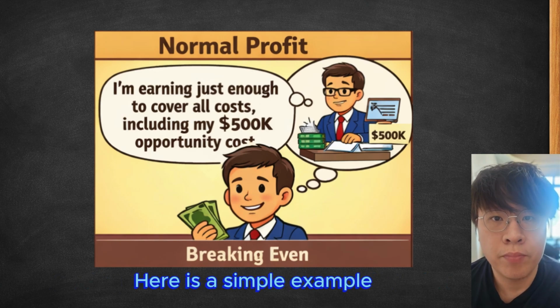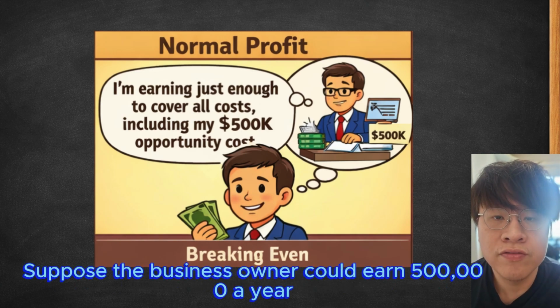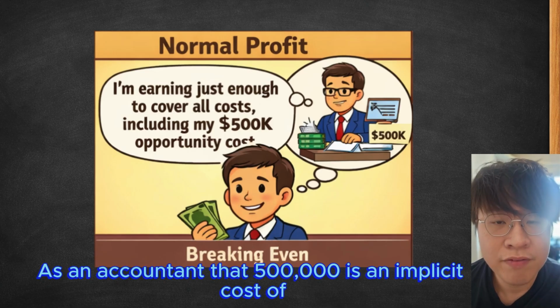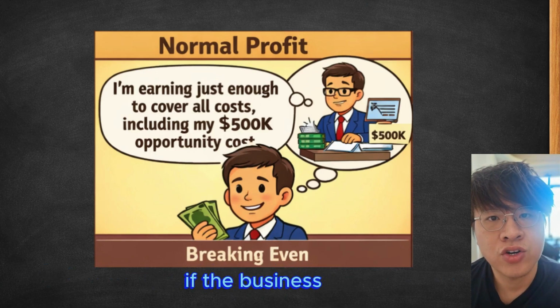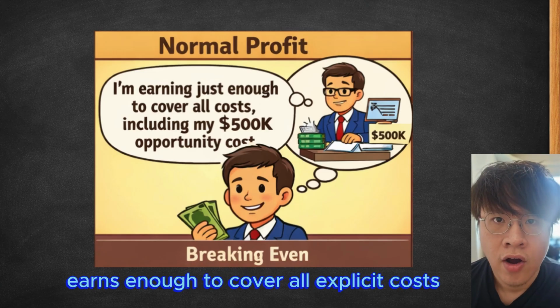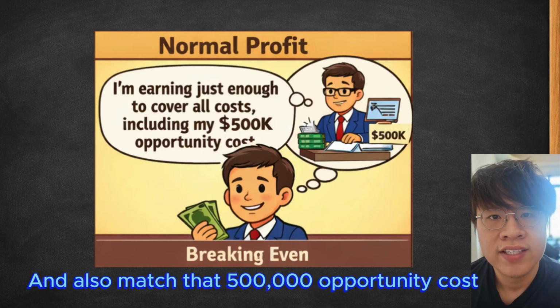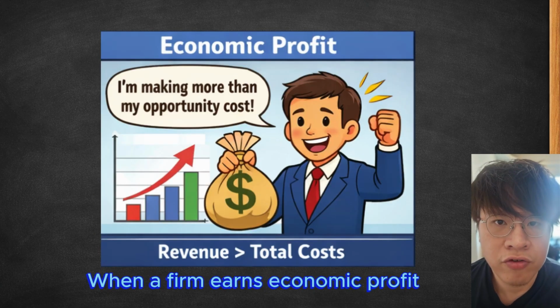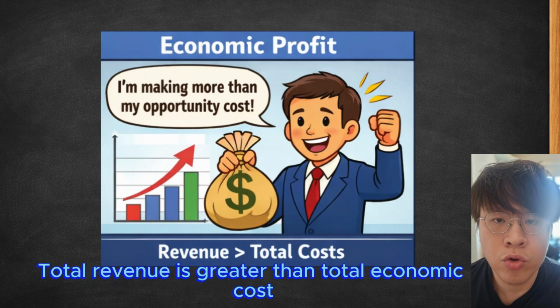Here is a simple example. Suppose the business owner could earn $500,000 a year working elsewhere, for example, as an accountant. That $500,000 is an implicit cost of running the business. So if the business earns enough to cover all explicit costs and also match that $500,000 opportunity cost, the firm is earning normal profit. When a firm earns economic profit, total revenue is greater than total economic cost.